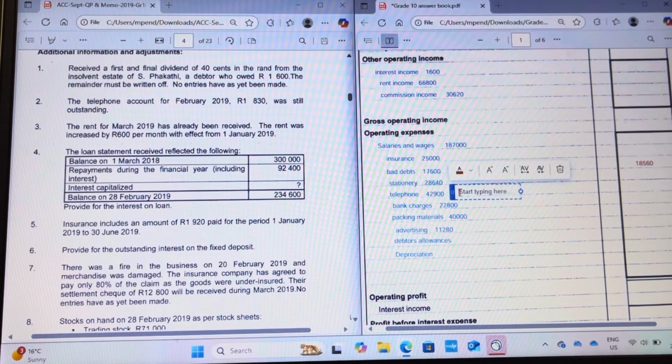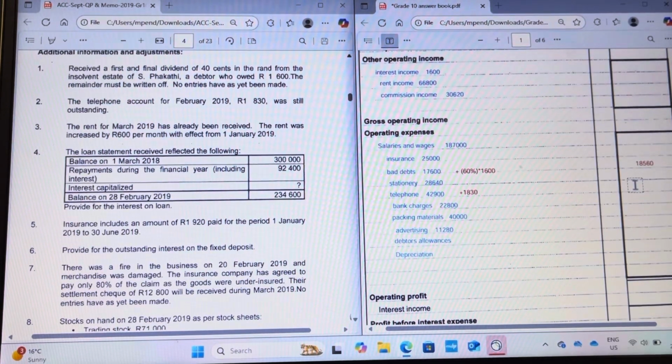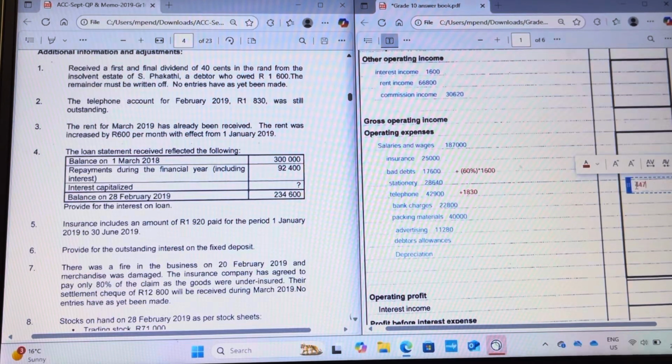So here we would have to add 1,830, and that would give us 42,900 plus 1,830. That would be 44,730.